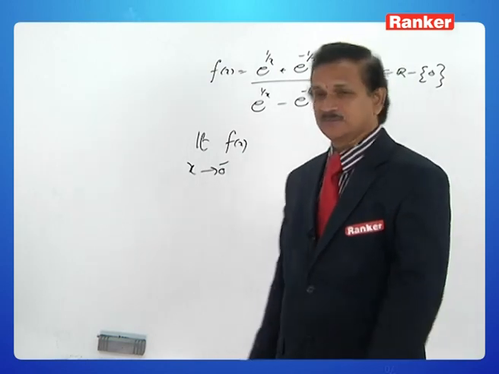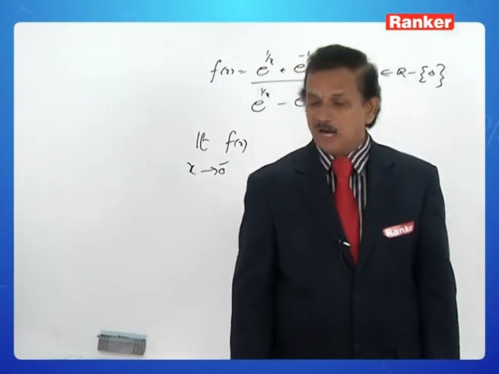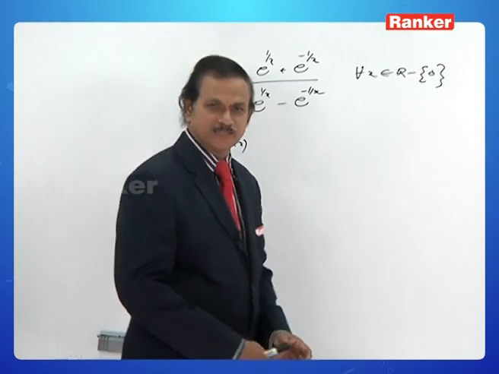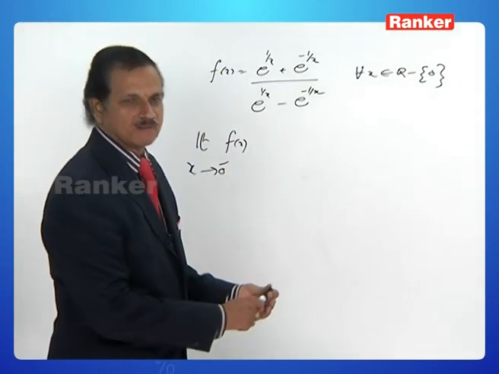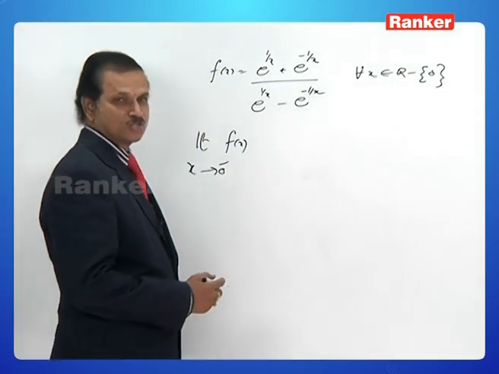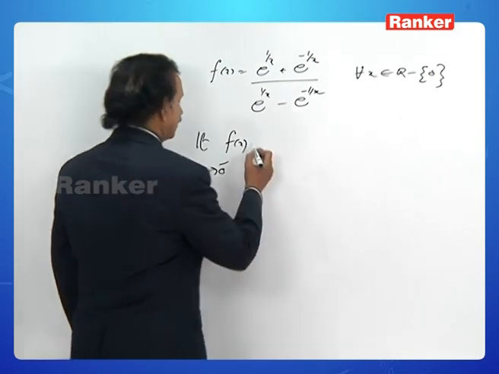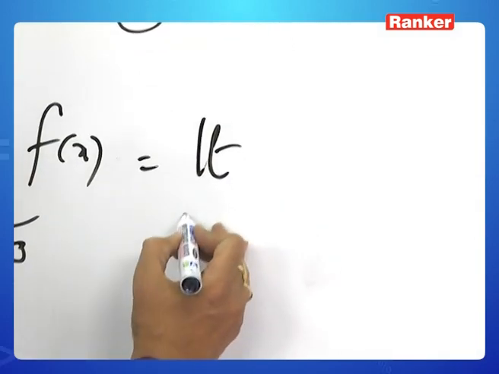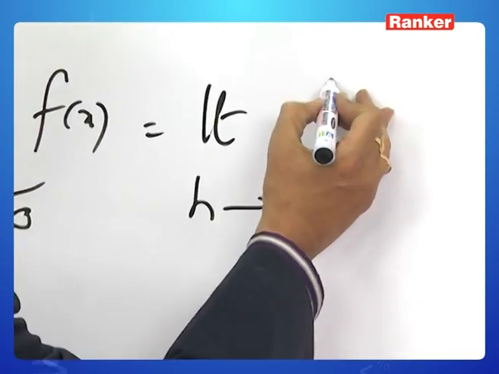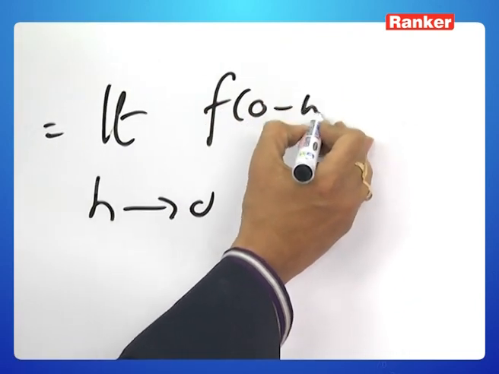No doubt this limit does not exist. We can believe that, and let us prove it with very simple steps of calculation. I am now finding the limit as x tends to 0 from left. This is equal to the limit as h tends to 0 of f of 0 minus h. Am I right?